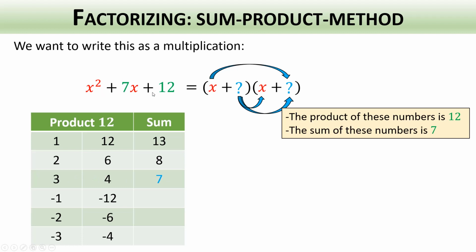And that means we can write this formula as a product of these two factors, x plus 3 times x plus 4. If we simplify this, we get this again.